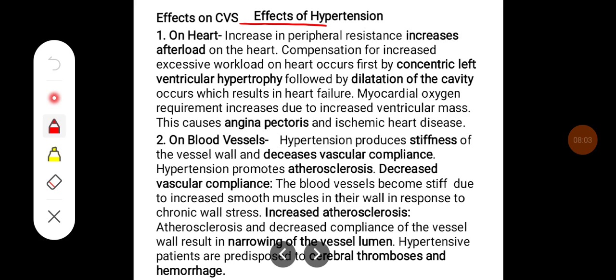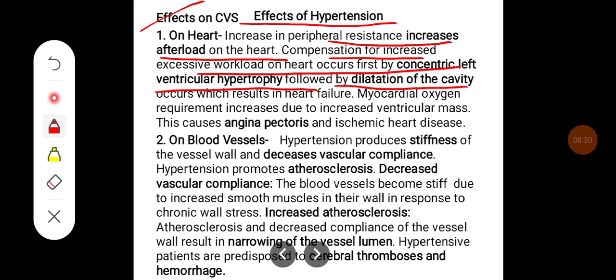Effects of hypertension on the cardiovascular system: it increases the peripheral resistance, increases the afterload on the heart. Compensation for the increased excessive workload on the heart occurs first by concentric left ventricular hypertrophy, followed by dilatation of the cavity, which results in heart failure. Myocardial oxygen requirement increases due to an increased ventricular mass. This causes angina pectoris and ischemic heart disease.